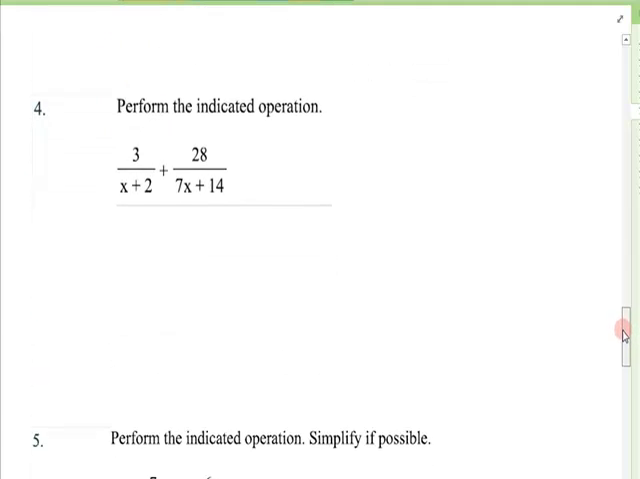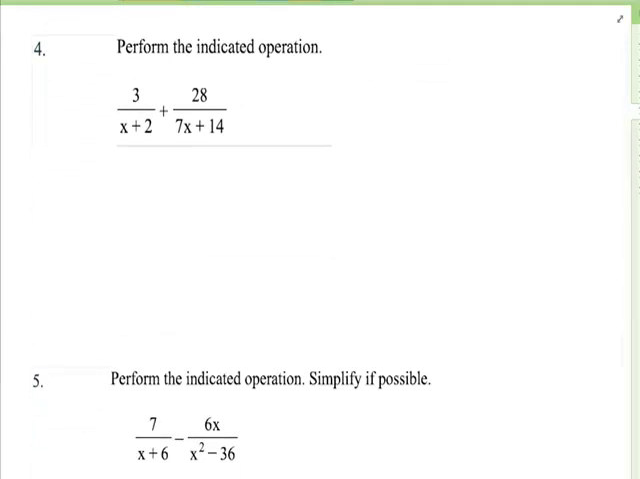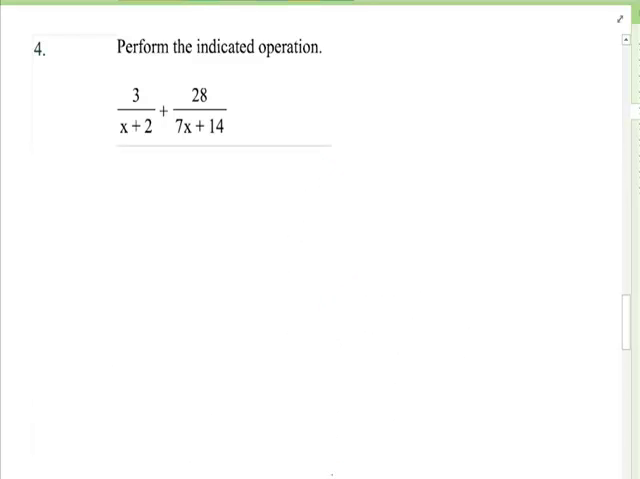All right, let's look at number 4. The denominators are getting to be more complicated polynomials. That does not necessarily make it harder. All right, the first one has an x plus 2. The second one, we need to factor it. There is a common factor of 7, so it's 7 times x plus 2.